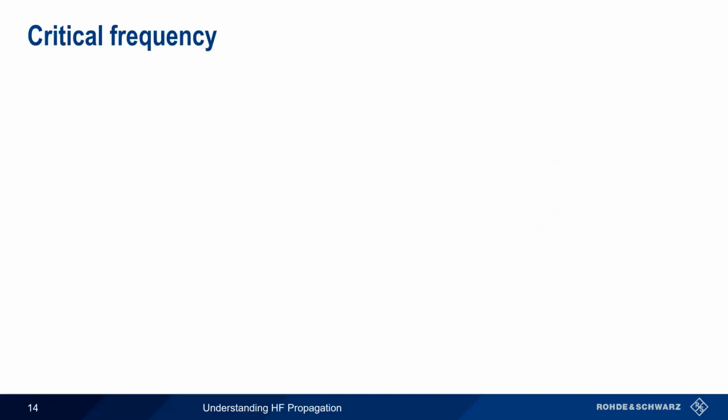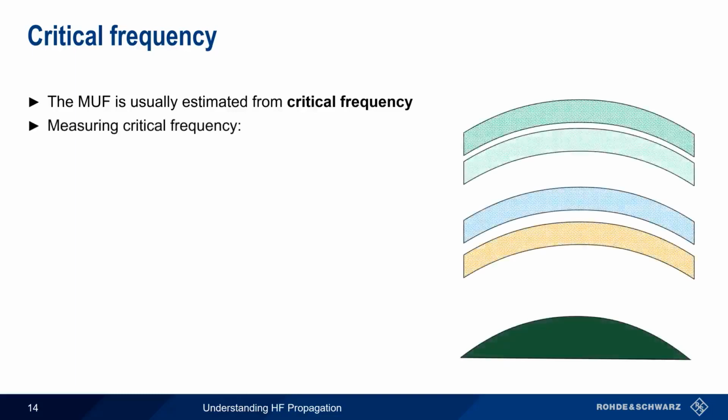One way to determine the MUF is purely through experimentation, but there are also methods for estimating the MUF using something called the critical frequency. The process for measuring the critical frequency is as follows. Pulses at various frequencies are transmitted vertically by equipment called ionosondes.